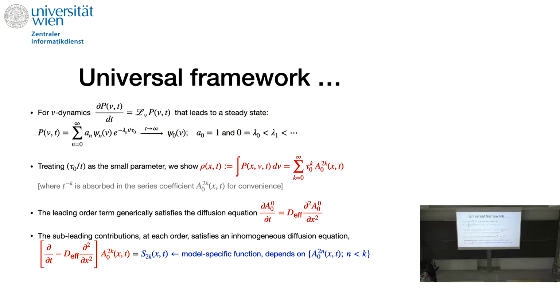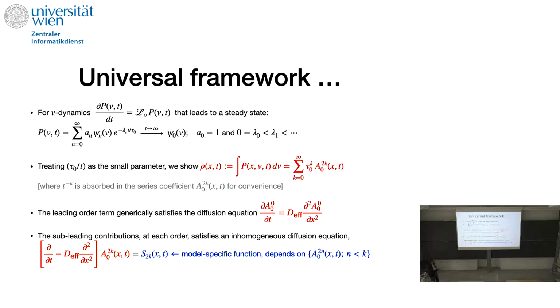So then you can treat this tau 0, which is basically the relaxation time scale of this V dynamics, and T is your observation time, so tau 0 over T you can treat as a small parameter. Then what you can show is that rho of xt, which is the distribution of the x component where you integrate over V, has this form. You can expand in tau 0 by t, where this t to the minus k is just absorbed in a0 of 2k.